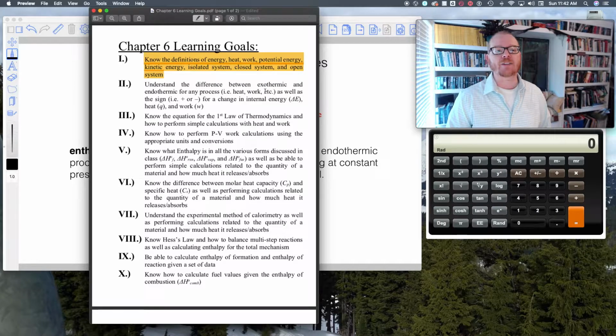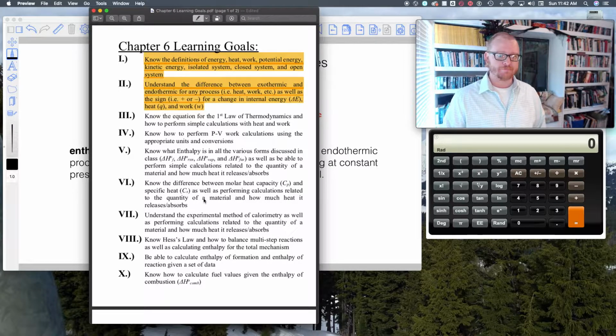Understand the difference between exothermic and endothermic, as well as the sign. So positive or negative. Negative is always exo, positive is always endo. And be able to apply that for delta E, Q, or W. So this is really a big one. This learning goal number 2 is a big one for this chapter, all right?